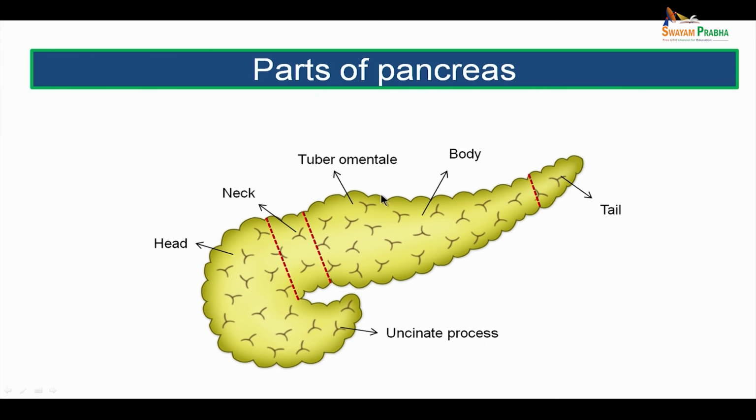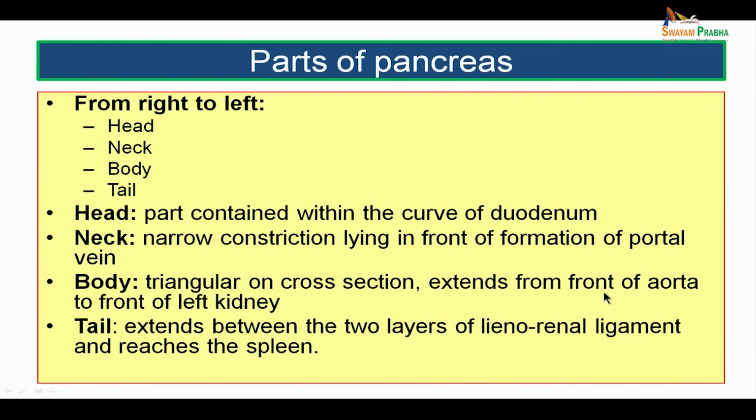Along the upper border of the body of pancreas, we see a projection which is called the tuber omentale. So, the parts of the pancreas from right to left are head, neck, body and tail. Head is a part contained within the curve of the duodenum. Neck is a narrow constriction lying in front of the formation of the portal vein.